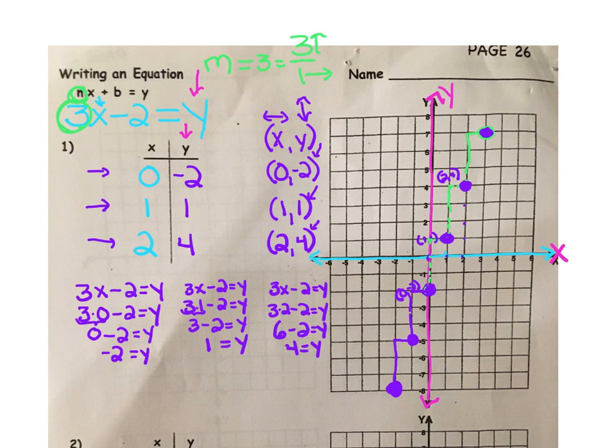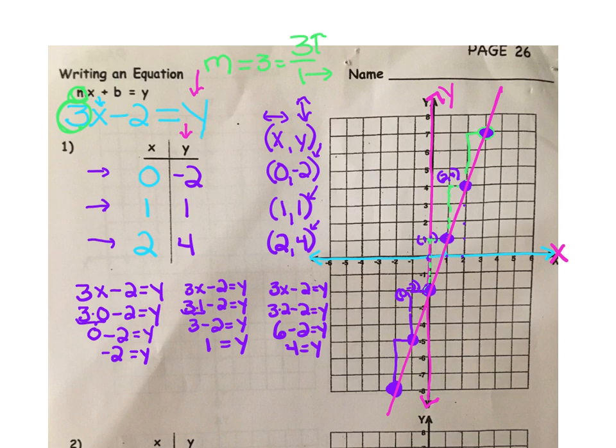Now we're ready to connect the dots. If you happen to have a ruler, take your ruler now and run a nice straight line through all the dots. If you don't, perhaps use the edge of a notebook.